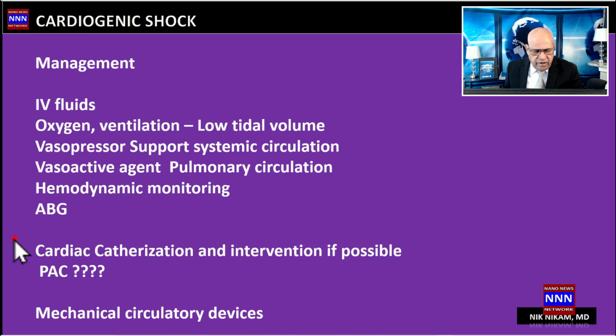Cardiac catheterization is the gold standard in these patients to see if we can identify a correctable lesion and fix it, and support later on with some mechanical circulatory devices. And we'll talk about their pros and cons. And of course, percutaneous intervention is important, and mechanical circulatory devices.